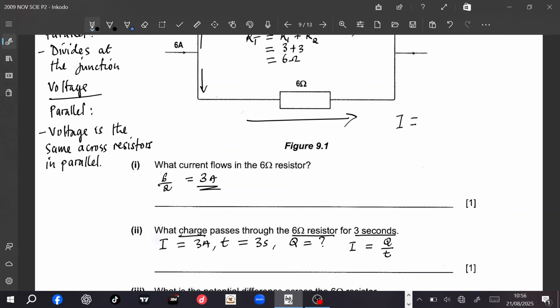Current is equal to, let me write here. This part of mine doesn't write properly, I think.